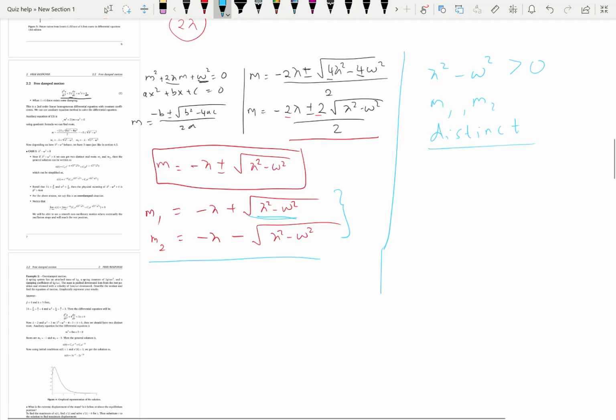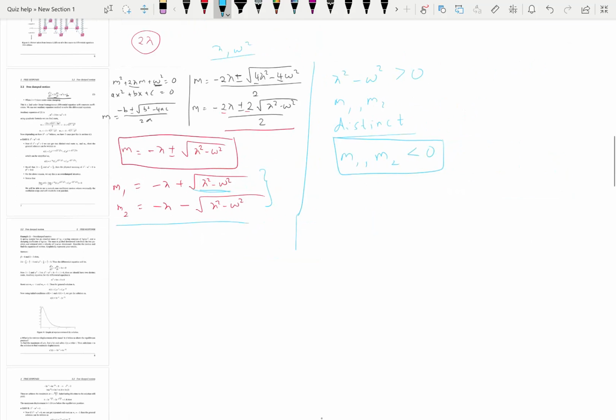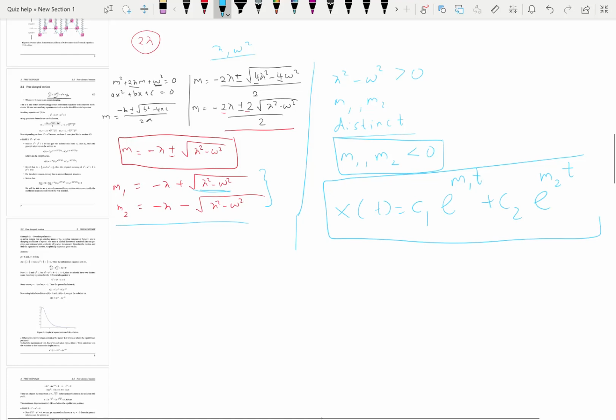Now, the damping coefficient and the spring coefficient, or the lambda and w square, are positive numbers. So really what you get is m1 and m2 are negative roots. If you have distinct roots, what is the general solution? x is c1 e to the m1t plus c2 e to the m2t. That is how you write the general solution, the complementary function, the solution for a homogeneous differential equation.